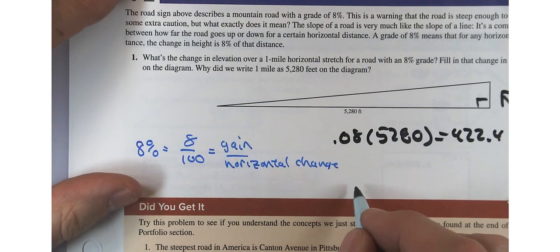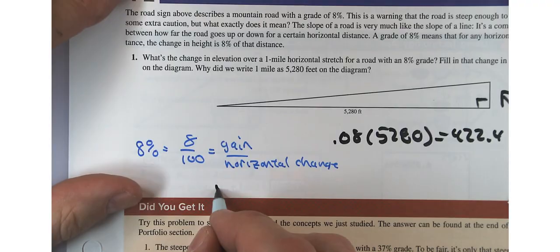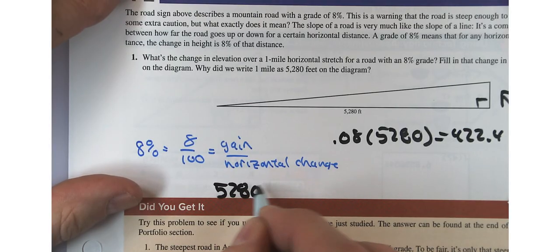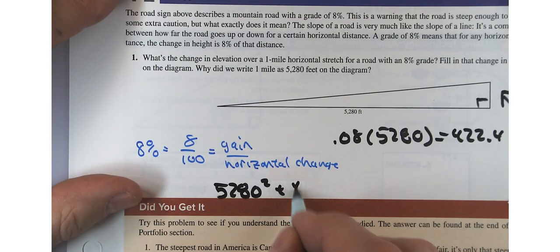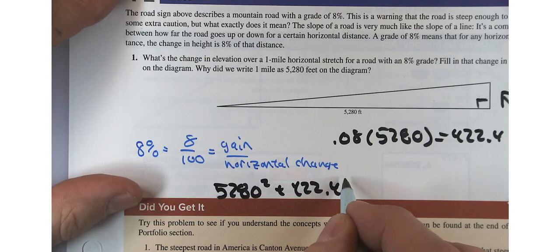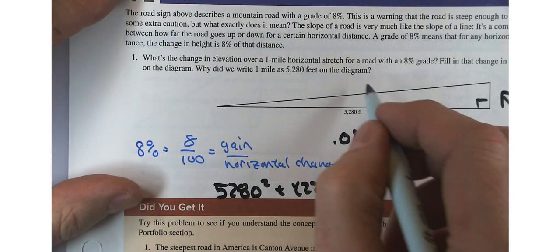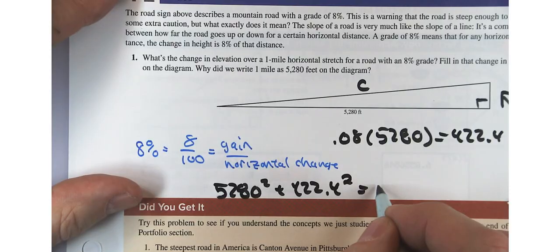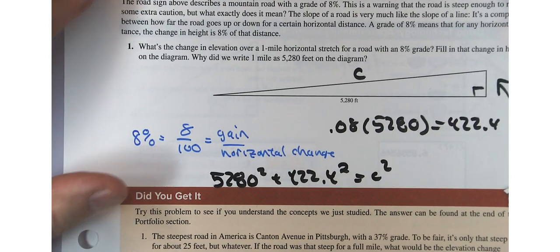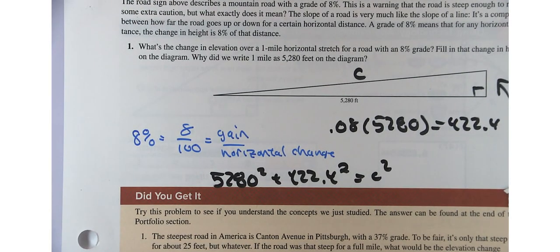We're going to take 5,280 feet and square it, and then take 422.4 feet and square it, and that's going to equal, we'll call that c, that's going to equal c squared. And this is certainly something you want to do on your calculator. If you need to borrow a calculator, please come on up and grab one.